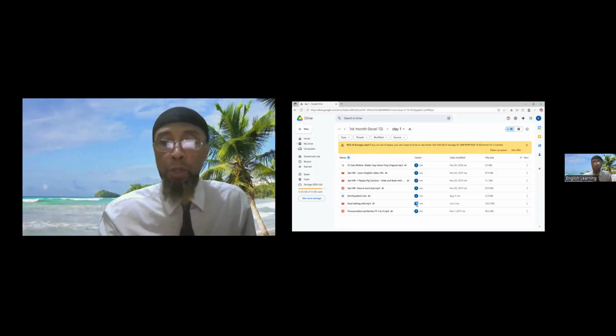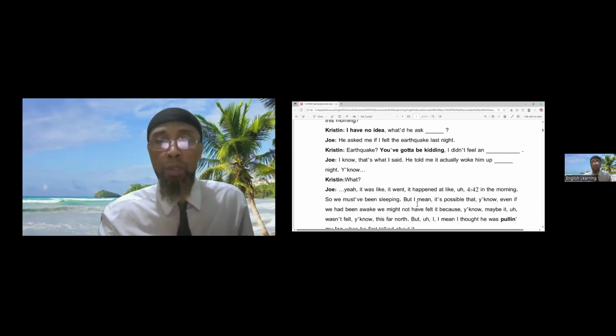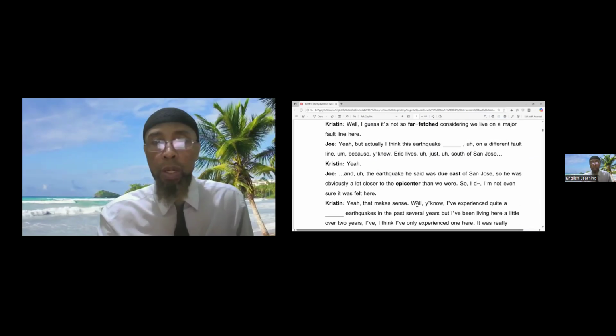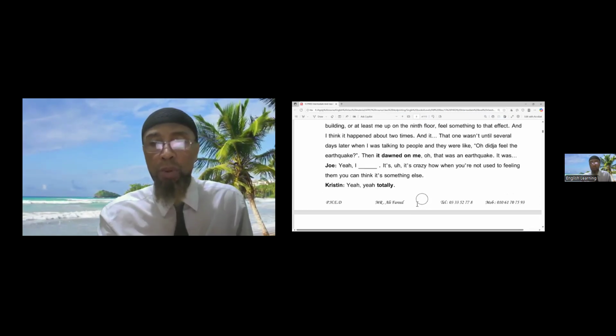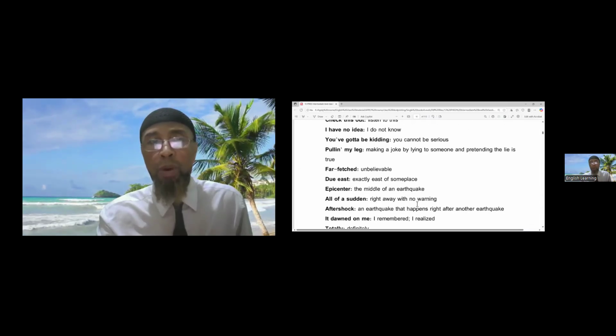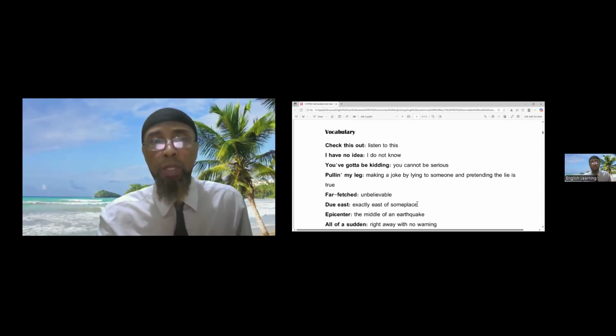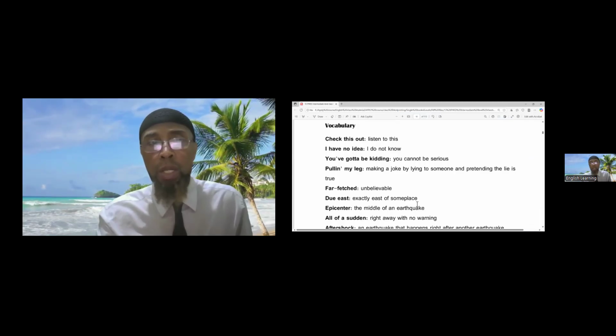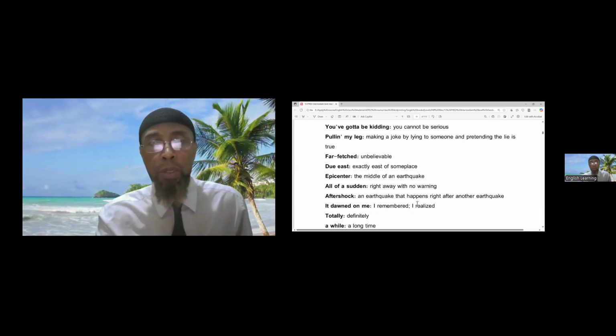After you fill in the words that are missing here, afterwards you'll see that it says vocabulary. That you don't need to memorize. This is just vocabulary to help you understand the dialogue if there are certain expressions and idioms in the dialogue that you didn't understand or you didn't know.